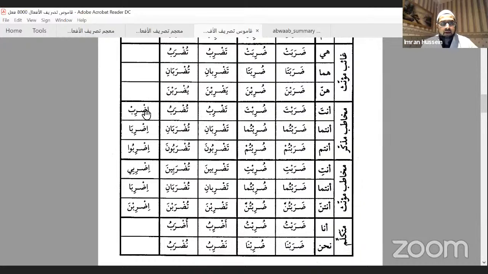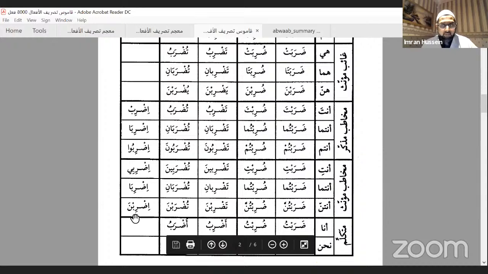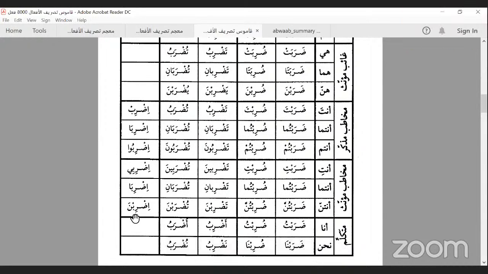From tadribu, it becomes idrib. From tadribani, it becomes idriba. From tadribuna, it becomes idribu, and you add an alif at the end once you drop the noon to protect the word itself. Then tadribina becomes idribi. Tadribani becomes idriba. Tadribna becomes idribna. Is that clear for you now, Tahrina? Yes, I understand.